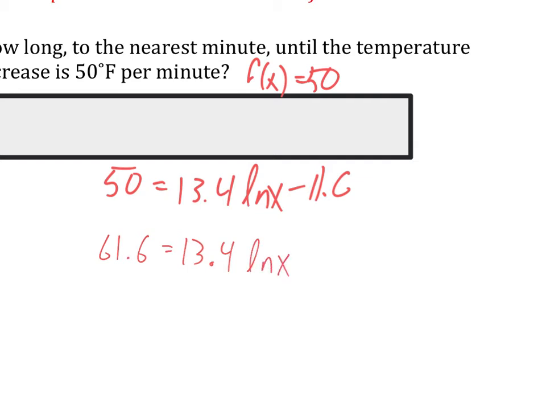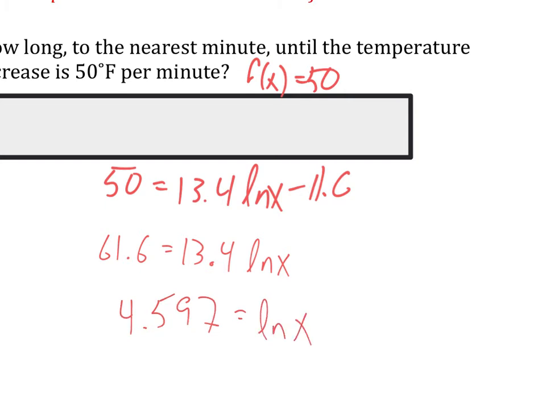I'm slowly going to work away to get the x by itself, so I need to divide out the 13.4. So if I do 61.6 divided by 13.4, we'd get 4.597 after some rounding, equals the natural log of x.